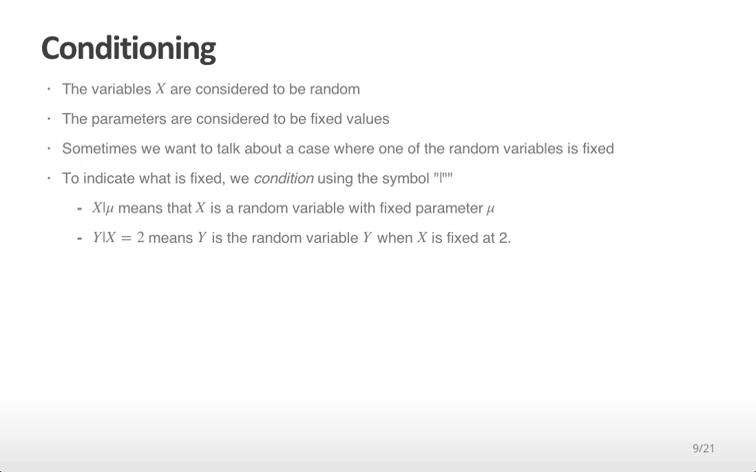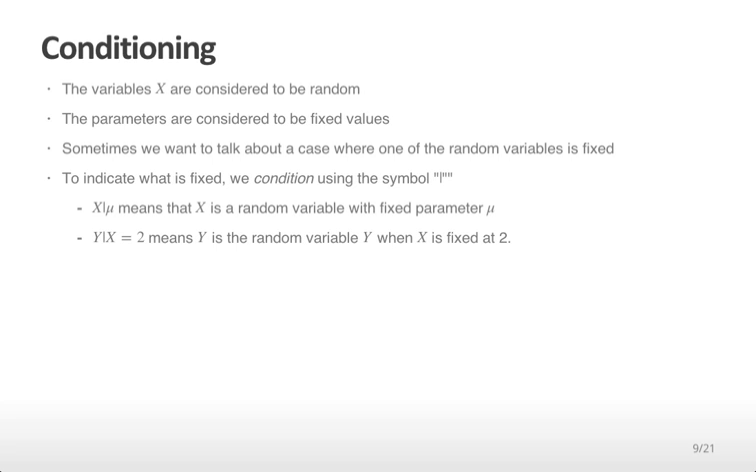Next we're going to talk about conditioning. Sometimes we may want to talk about a case where one of the random variables has been measured and observed and it has a specific value, and then determine how the other variables might be random around that particular value. So recall that when we use a capital letter like X, the value is considered to be random. The parameters, on the other hand, are considered to be fixed values.